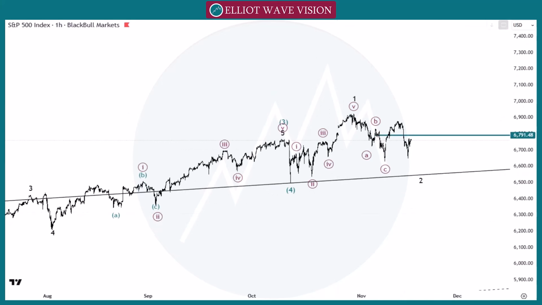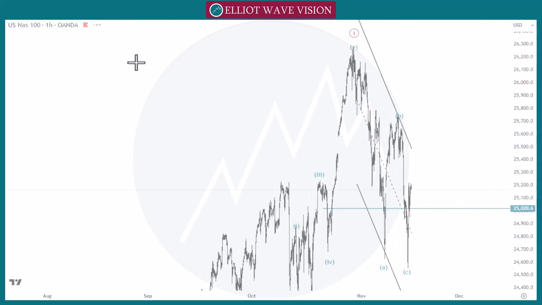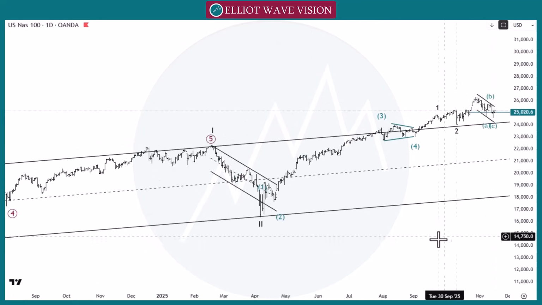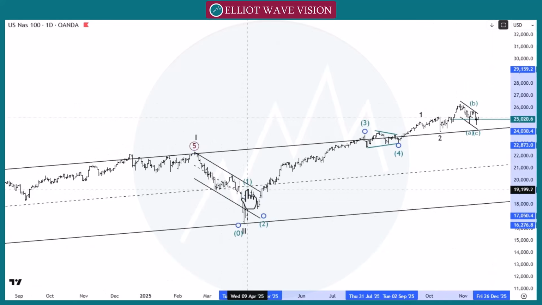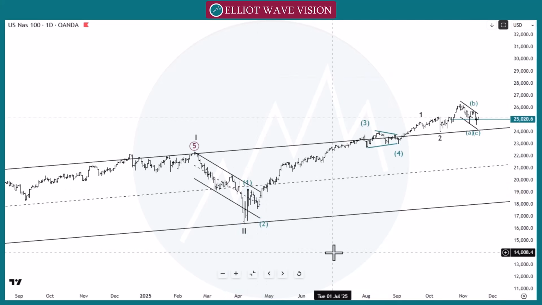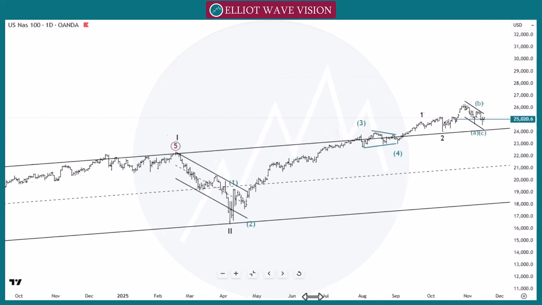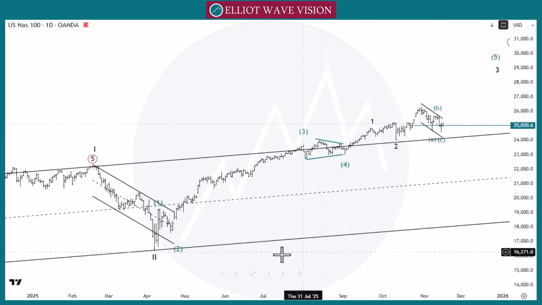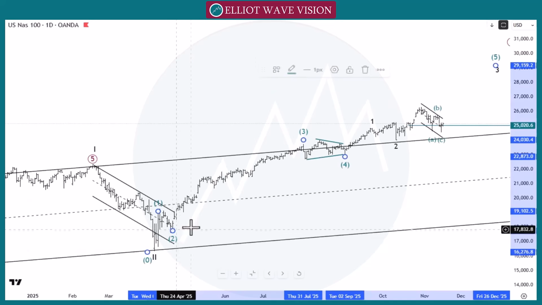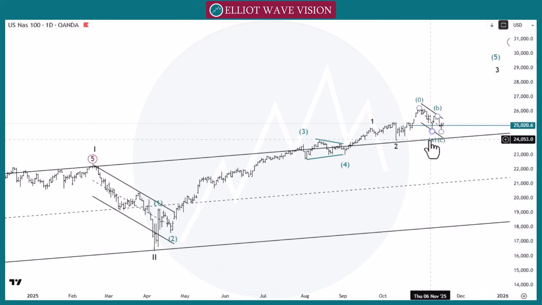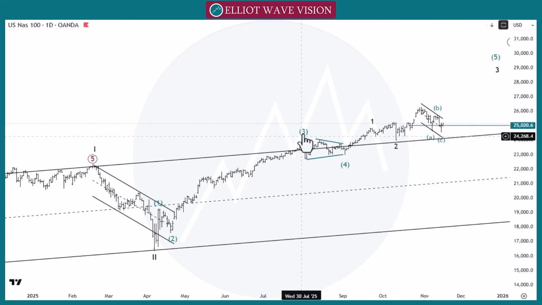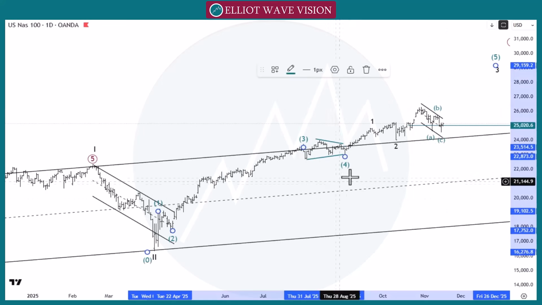So let's go with the NASDAQ, starting with the daily time frame. On Tuesday we will go with the stocks video, NASDAQ and its stocks like Nvidia, Apple, Google, Meta and Tesla. So we will go again with the NASDAQ tomorrow.